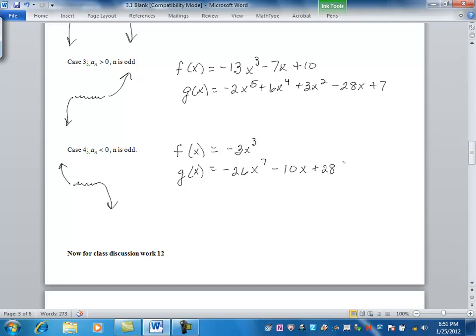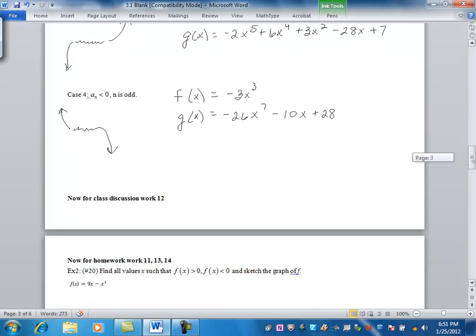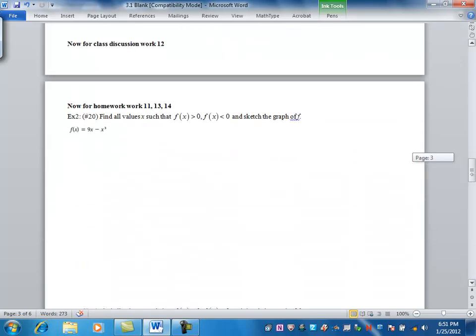Alright, so guys, as crazy as the polynomials are, doesn't really matter. We can take a look based on what that leading coefficient is and what the degree is. We can take a look and see what that graph's going to look like. And with those facts now in mind, I'll ask you to look at example 12 for class discussion, and then 11, 13, and 14 will go on your homework.